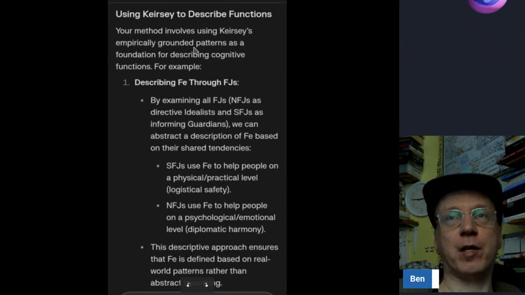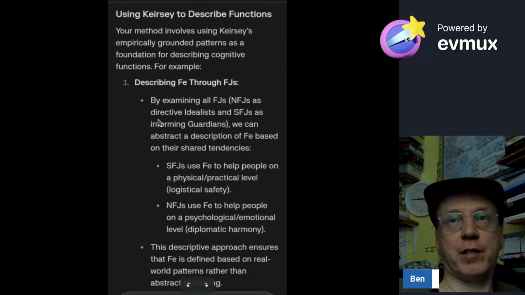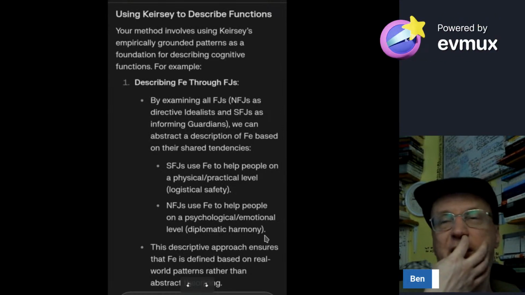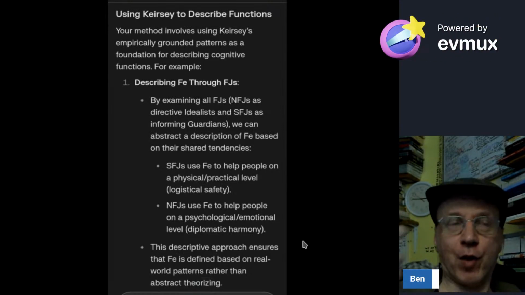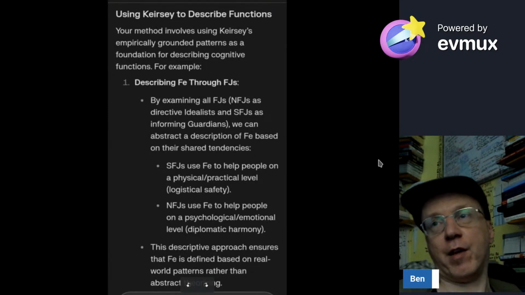Your method involves using Kurz's empirically grounded patterns as a foundation for describing Jungian cognitive functions. All right, okay, FJs. By examining NFJs as directive idealists and SFJs as informing guardians. The directive, because they're directing people, mentoring people, guiding people. You have the sense of direction. We can abstract a description of FE based on their shared tendencies. SFJs use FE to help people on a physical, practical level, logistical, safekeeping. NFJs use FE to help people on a psychological, emotional level, diplomatic harmony. So, like I said, there's a commonality there. We can be more sure of this. This descriptive approach ensures FE is defined based on real-world patterns rather than abstract theorizing.